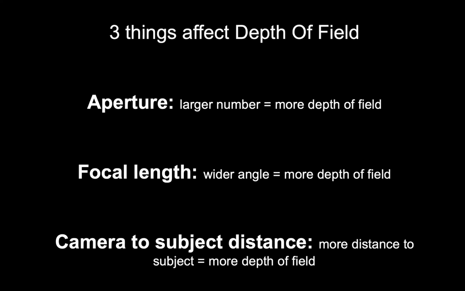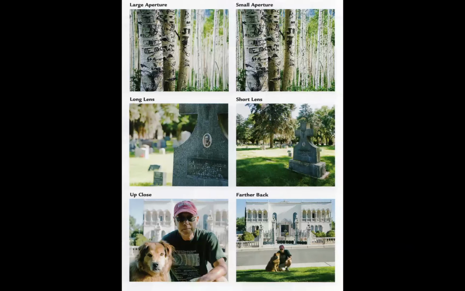Whereas when you are further away, more things fall in that range of depth of field, because you have more distance in order to have a larger depth of field. Here are some visual representations of that: your larger and smaller aperture, your longer and shorter focal length lens, and your closer and further distance.